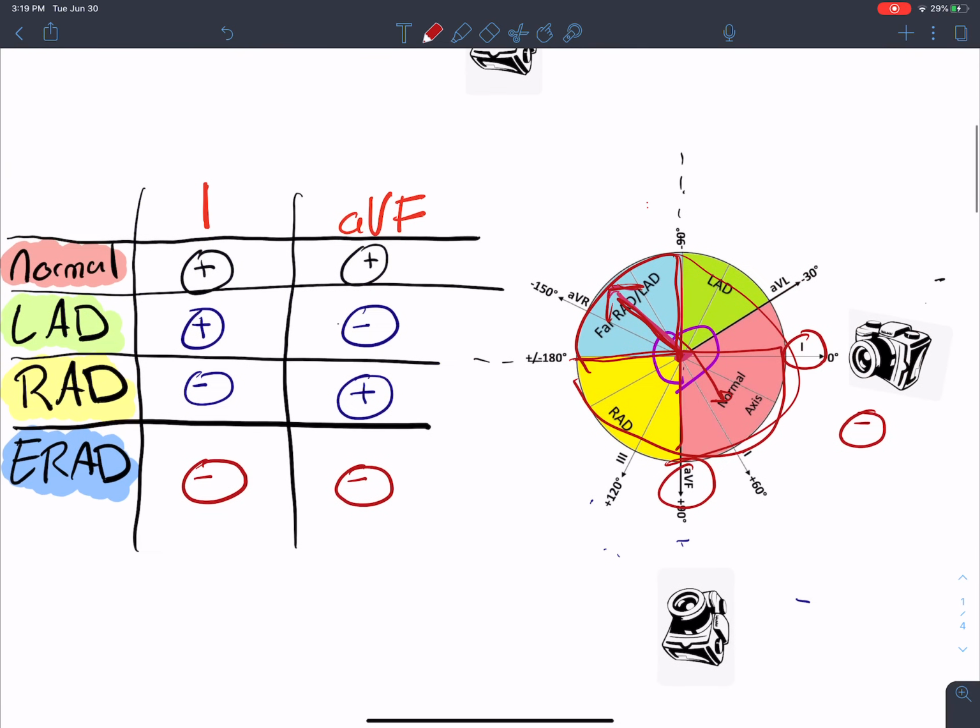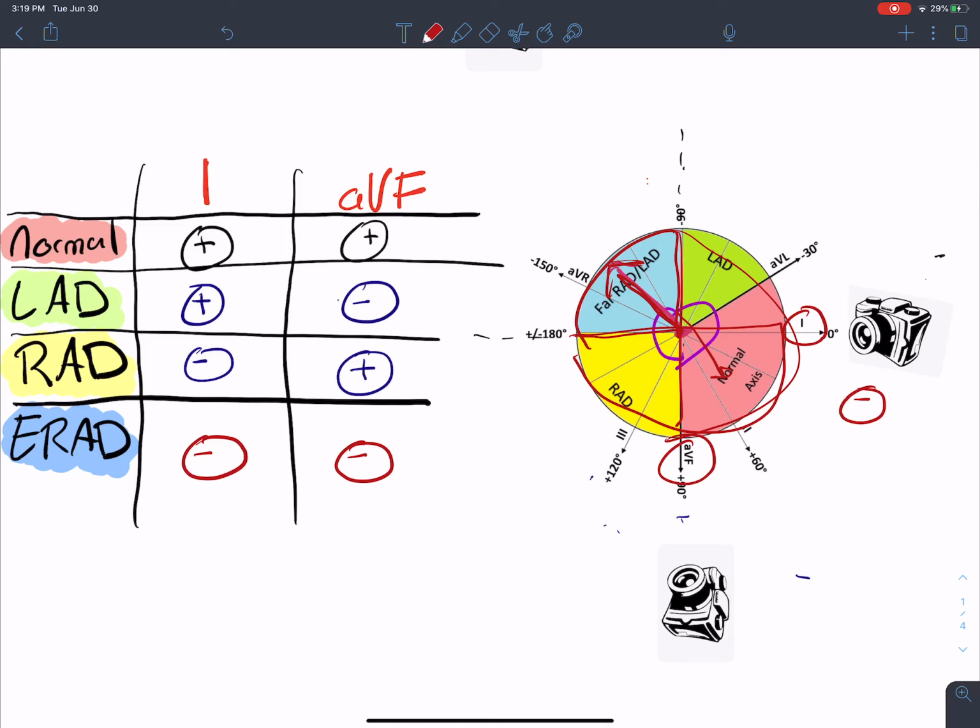Anyways, that's the basis of it. Take a quick snapshot of this. Figure out what's going on. Think about what's happening.